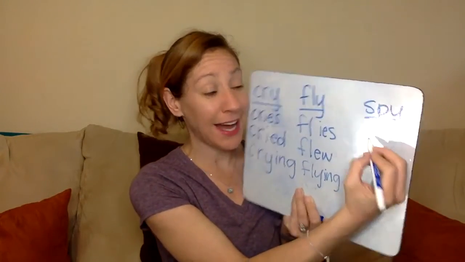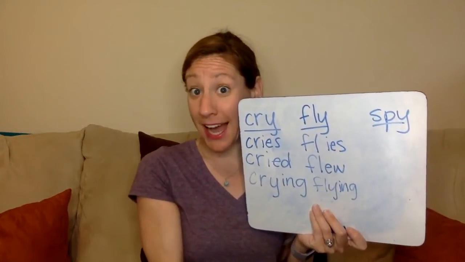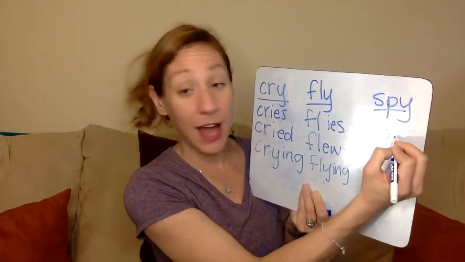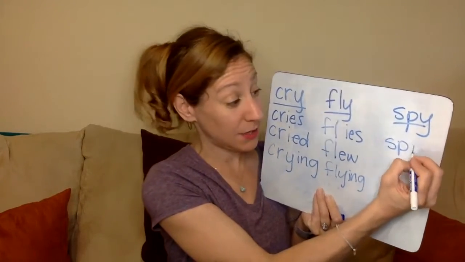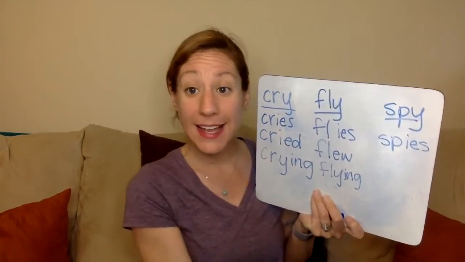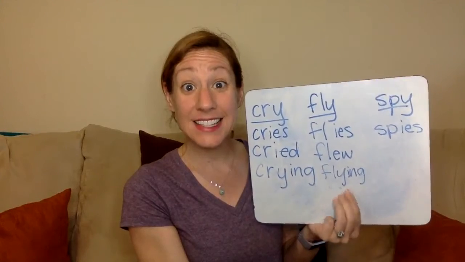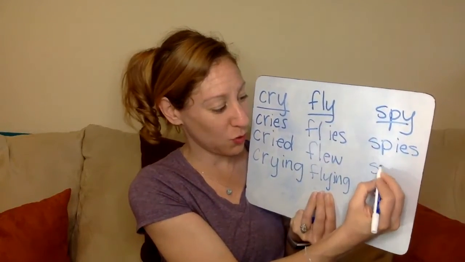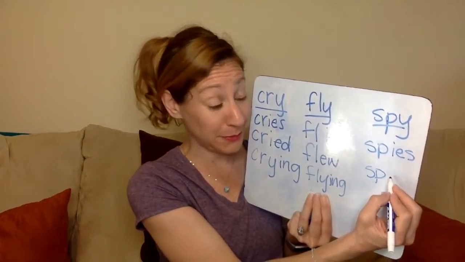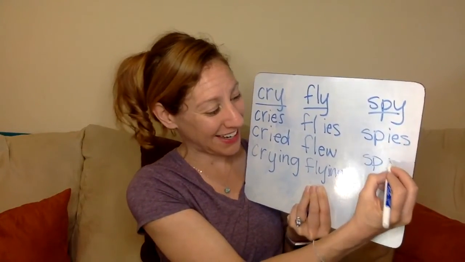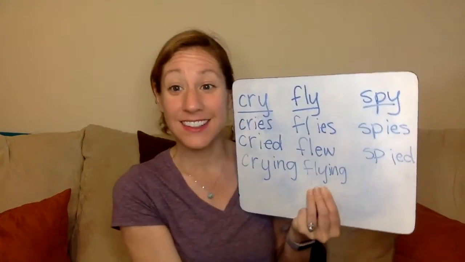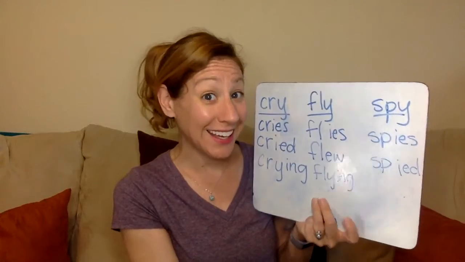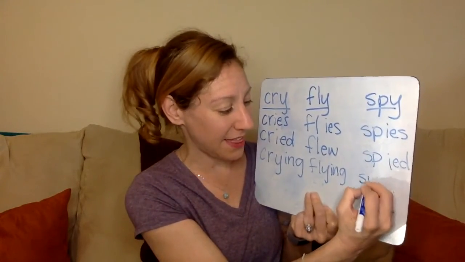Let's try with spy. So spy, she spies on her brother, spies. So we drop that Y or replace it with IE, spies. They spied on the other team, spied. So we drop the Y or replace it with IE, and then we can put the D in. And spying, we leave that Y there.